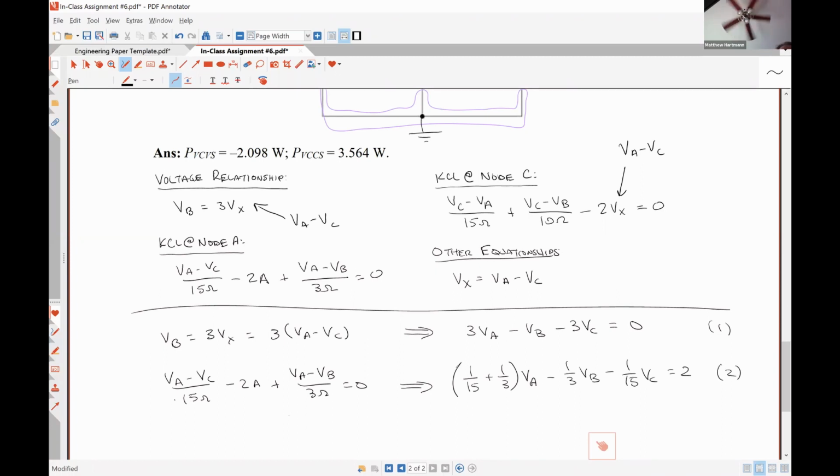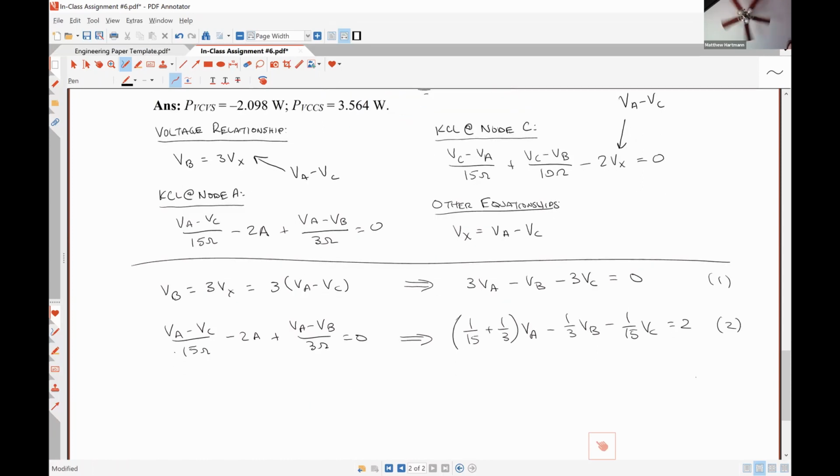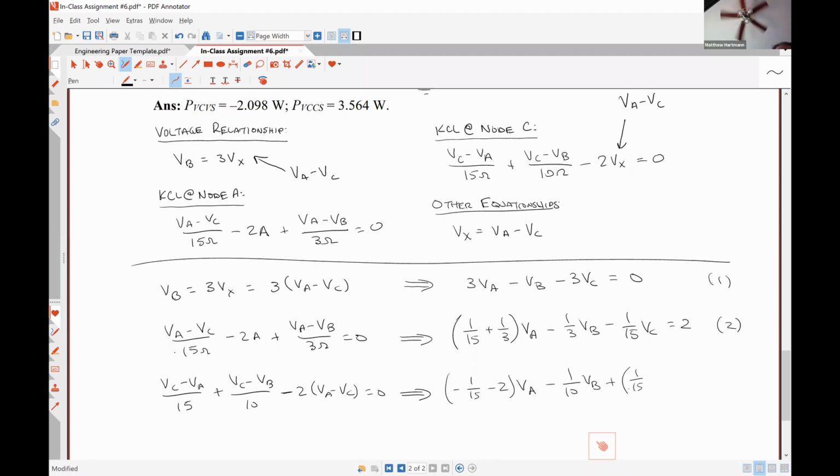I just collected my coefficients on VA. I only have one coefficient for VB, so that's straightforward. One coefficient for VC, there's my constant over. So I feel like that one's correct. Then I have VC minus VA over 15 plus VC minus VB over 10 plus 2 times VA minus VC, equal to 0. For VA, I have minus 1/15. Sorry, that should be minus 2. Minus 2 VA. For VB, I have minus 1/10. And for VC, I have positive 1/15. Minus 2 times minus VC gives me 2 VC, so plus 2 VC is equal to 0.